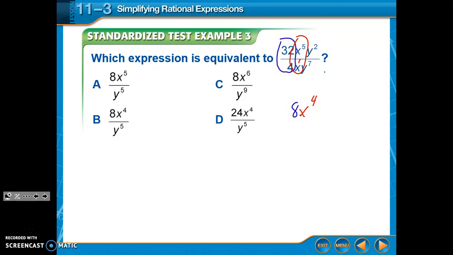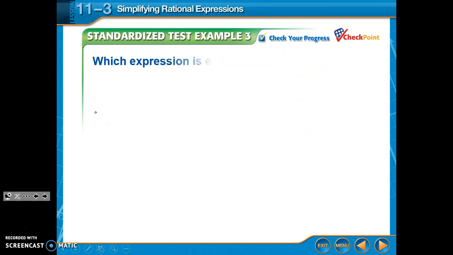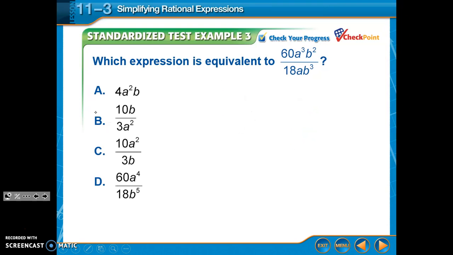And then lastly, I want to look at the y's. So I have y squared over y to the 7th. Remember we said we can look at the bigger one and subtract the smaller one. So 7 minus 2 is 5. And I can put it where the bigger one was. So the bigger was in the bottom. So I'm going to put y to the 5th in the bottom. And that would be the same as letter B. Okay, you guys try simplifying this one.